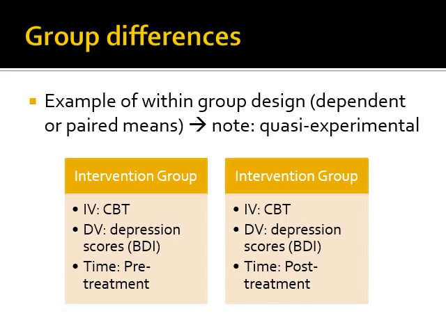The independent variable for both is CBT, since in both you have the same group getting CBT. The same dependent variable, depression scores, on the Beck Depression Inventory. The time is different, so we have pre-treatment and post-treatment between two intervention groups, and that's the data that we'll be comparing with one another.